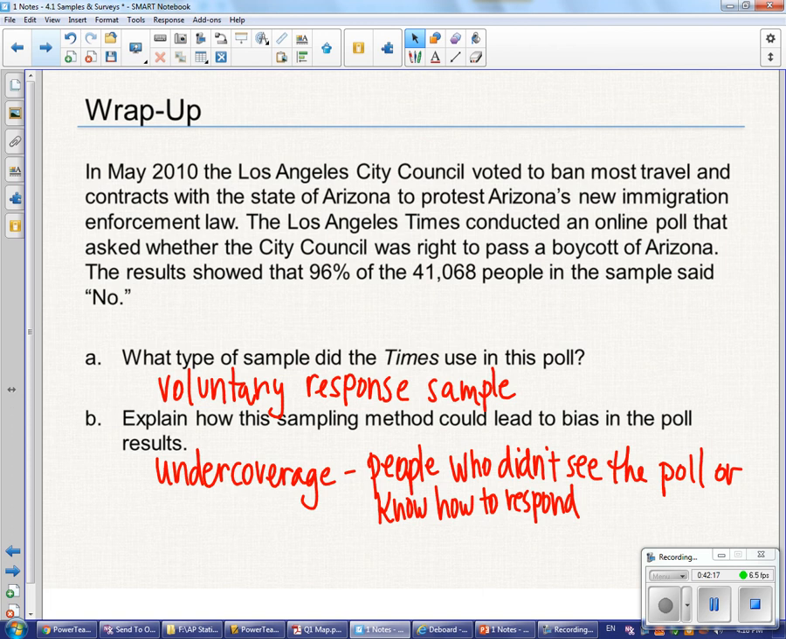They wouldn't even know, but that doesn't mean that they don't have an opinion about it, and their opinion may be different from those who did respond. So undercoverage would be one example of bias here. The other would be, very often in a voluntary response sample, like we said, people with negative opinions are often overrepresented. And I think you can see here with the 96% of the students responding no.